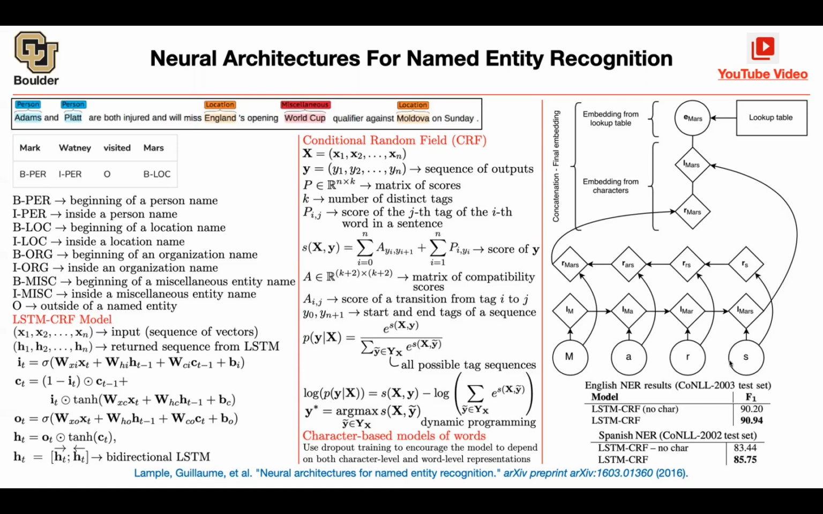It's a character sequence. You can have a forward LSTM, backward LSTM, concatenate them, and that's going to give you an embedding for the word Mars. This embedding is formed from the characters. You can form the embedding the usual way using lookup tables and embedding matrices. You can concatenate them, and that's going to give you your final embedding. So the only thing that's different from this paper and the previous one is this additional step. And you're going to see the improvement.